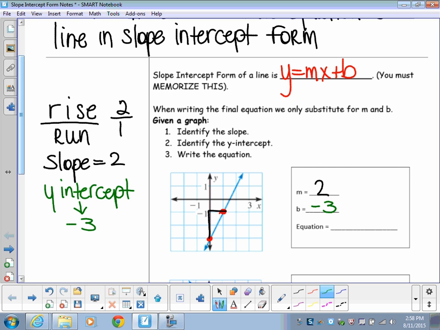Now I'm going to take the information that we have in our box, and we're going to write that information as an equation. My equation is y equals mx plus b. Instead of writing my m, I'm going to write 2. My x stays the same. And instead of writing my b, I'm going to write -3. This is the equation of a line for this particular graph.